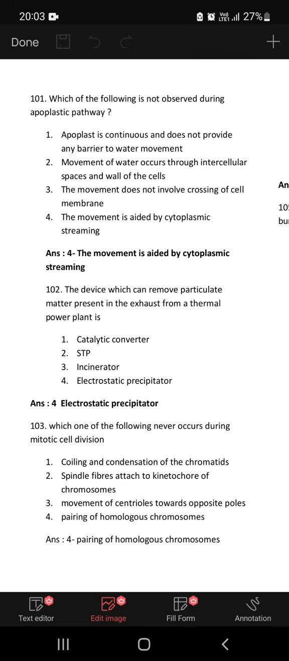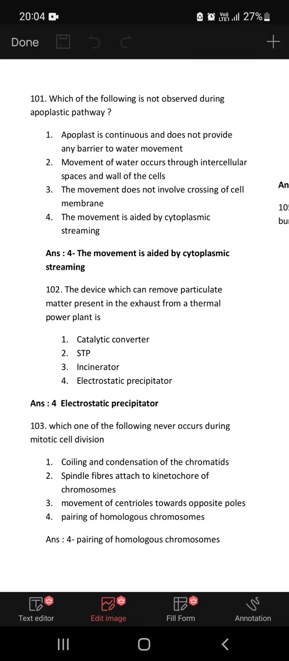Which of the following is not observed during apoplastic pathway? You know that the apoplastic pathway passes through non-living components. Apoplast is continuous and does not provide any barrier to water movement. This statement is correct. Movement of water occurs through intercellular spaces and walls of the cells. The statement is also correct. The movement does not involve crossing of cell membrane. This is also correct because only in symplast you can notice the crossing of cell membrane.